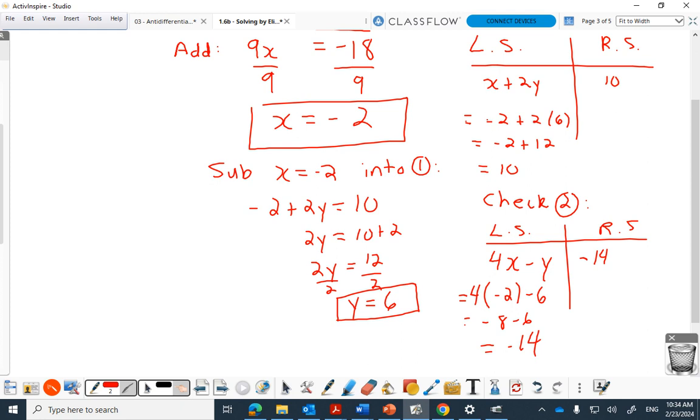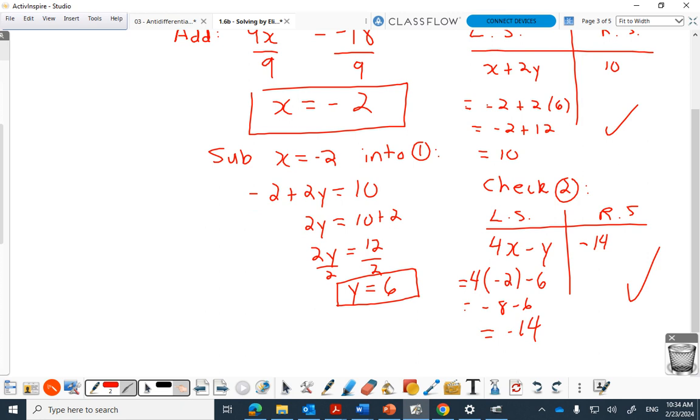I like putting check marks beside them, but you don't have to. It's like, literally, I checked it. It's checked. One final statement: therefore, the solution or the point of intersection is negative 2 comma 6.